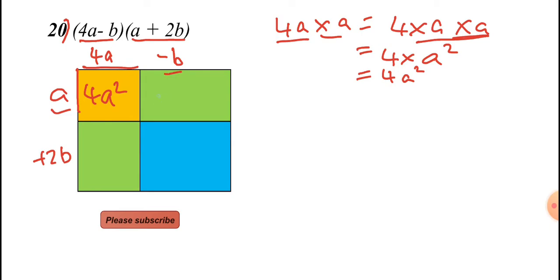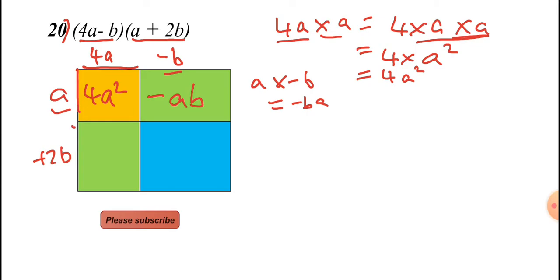A times minus b is minus ab. I could have written minus ba, but it's better to write in alphabetical order, so it's minus ab. To explain that, here I'll write it down. A times minus b, I could write it as minus ba, but it's better to write in alphabetical order and write it as minus ab.